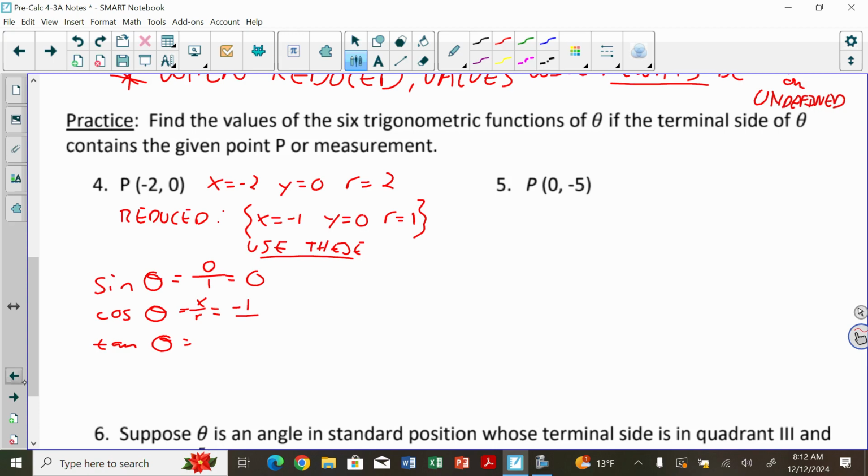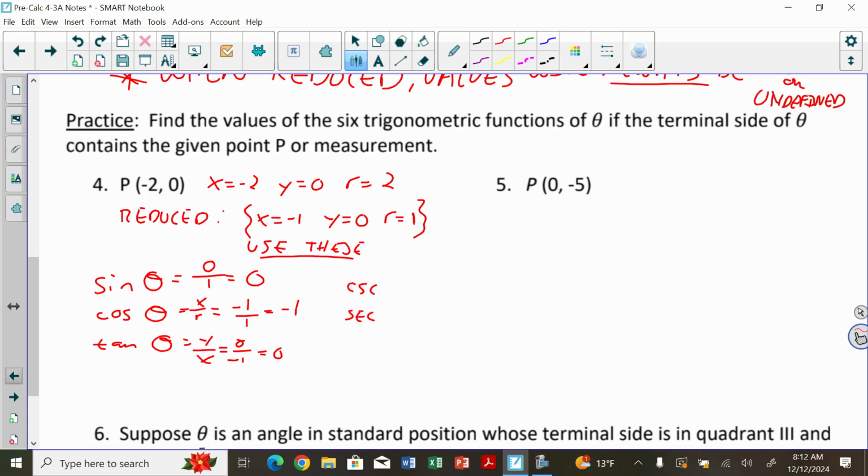Or sorry, x over r, negative 1 over 1, which is negative 1. And then tangent is going to be y over x, so 0 over negative 1, which equals 0. Okay? And then if I go to my other ones, these are just, of course, remember, the reciprocals of the other.